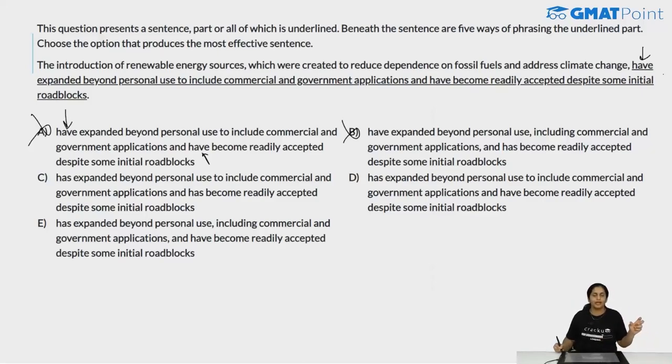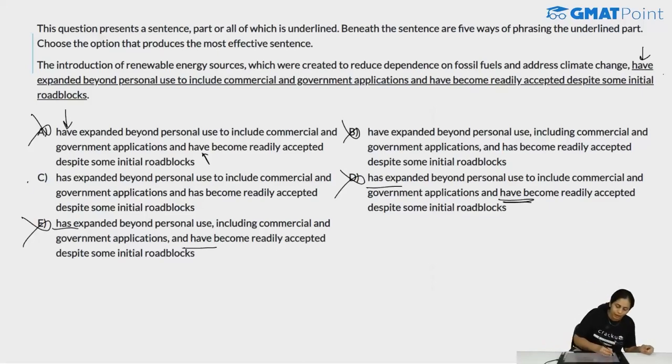Now, you have a list, okay? And if you have a list, it should have parallel structure. So, you can't have has expanded and have become. So, over here, when you have has expanded, this second verb should also be has because of parallel structure. This is has, this is have. Both of these are incorrect because both should be has as such. So, only option C is correct. So, the correct option to choose is option C.